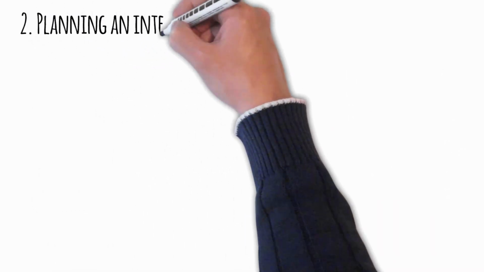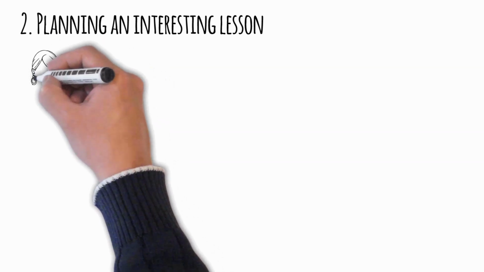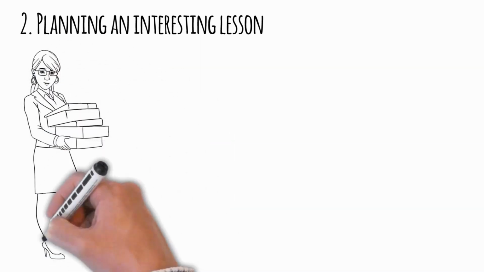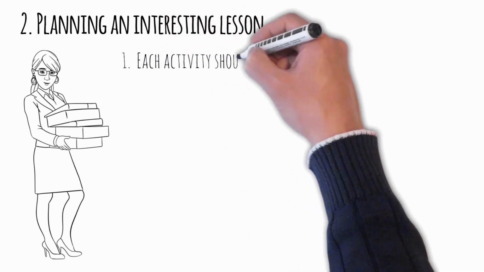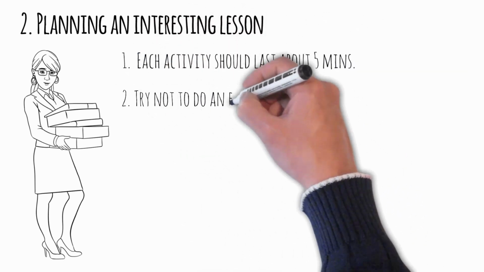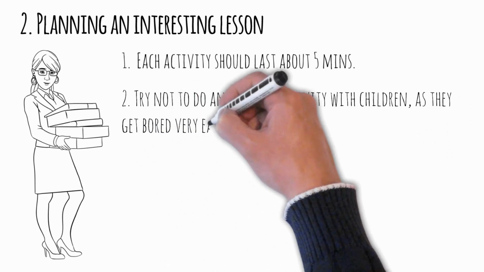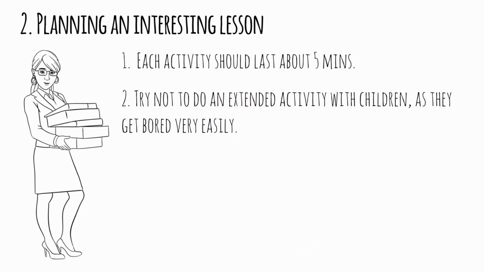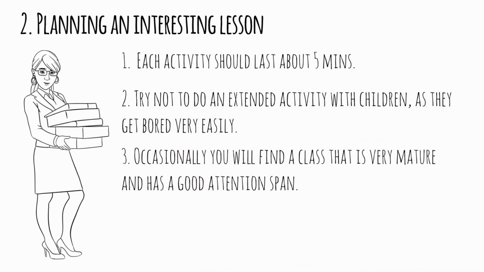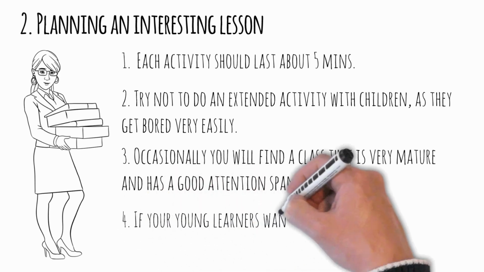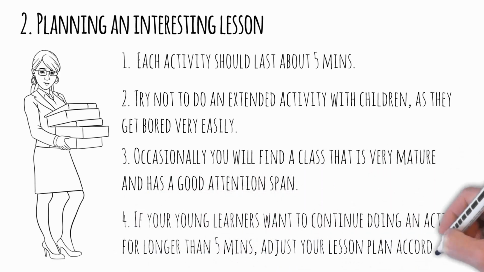When it comes to planning an interesting lesson, usually you will want to have between 10 to 12 activities for a 1-hour class with your kids. Remember, each activity should last about 5 minutes. Try not to do an extended activity with children as they get bored very easily. Occasionally, you will find a class that is very mature and has a good attention span. If your young learners want to continue doing an activity for longer than 5 minutes, adjust your lesson plan accordingly.